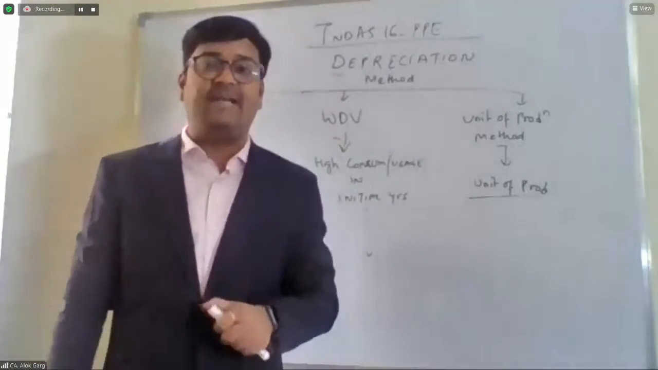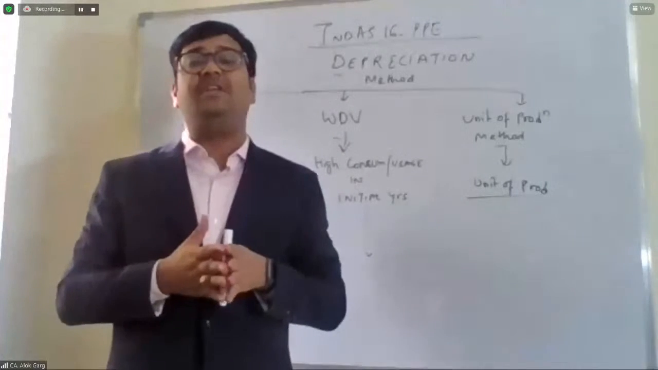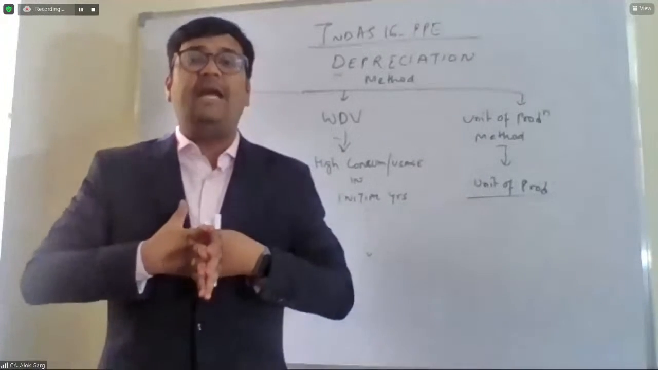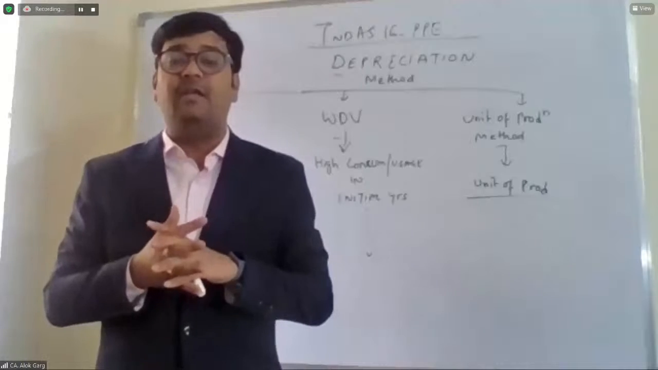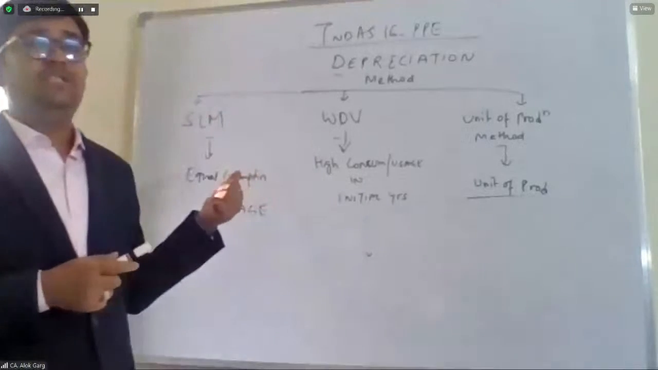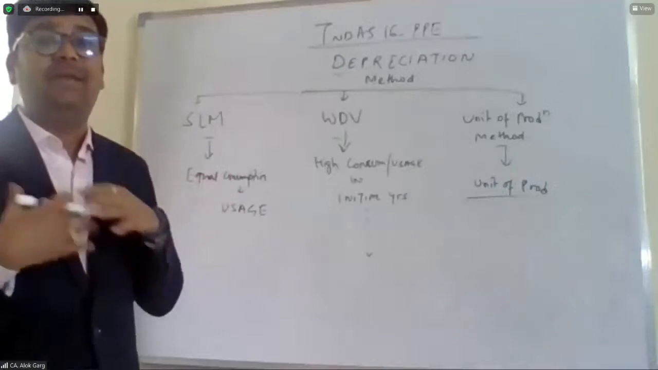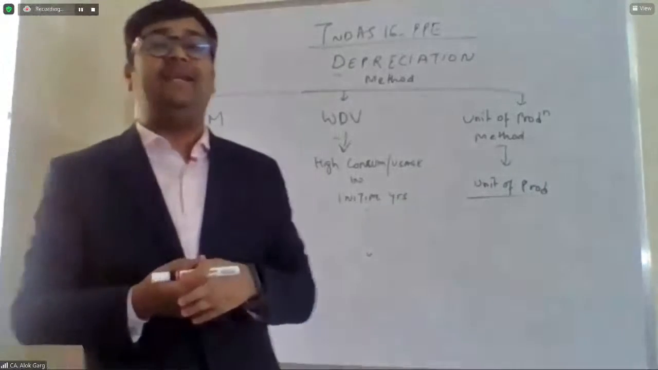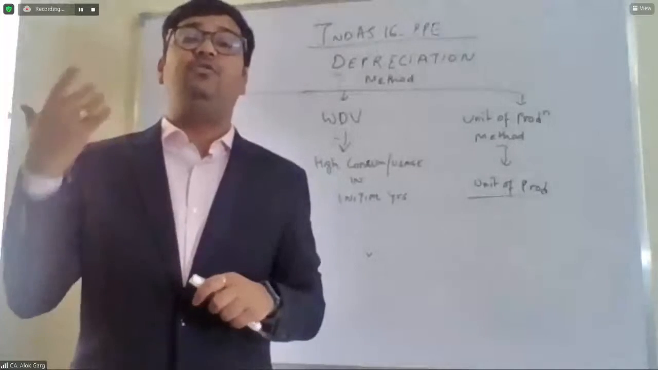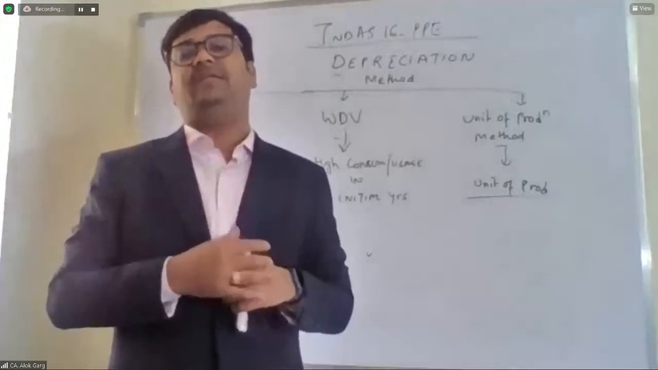The standard says that a change in depreciation method is considered a change in estimate, and it has to be applied prospectively. Because why will you change the depreciation method? Because it is as per the change in consumption pattern, and an estimate is defined as a change in the assets and liabilities due to a change in the consumption pattern of that asset and liabilities.